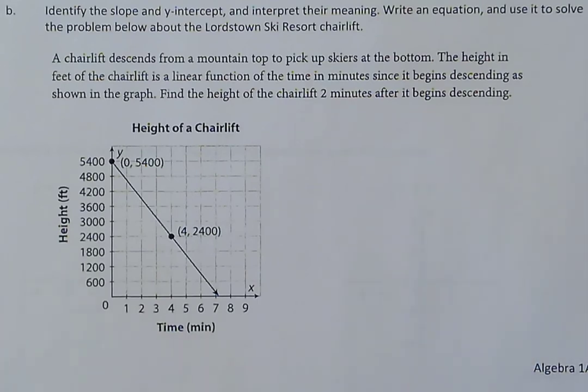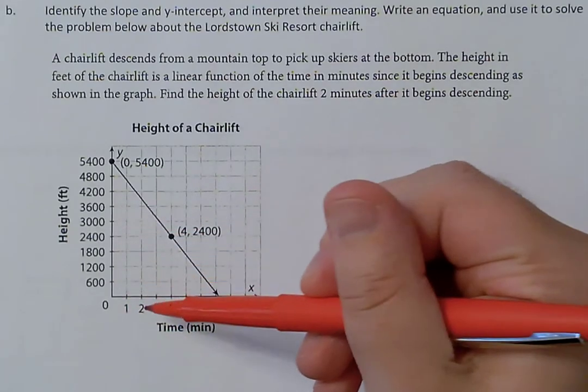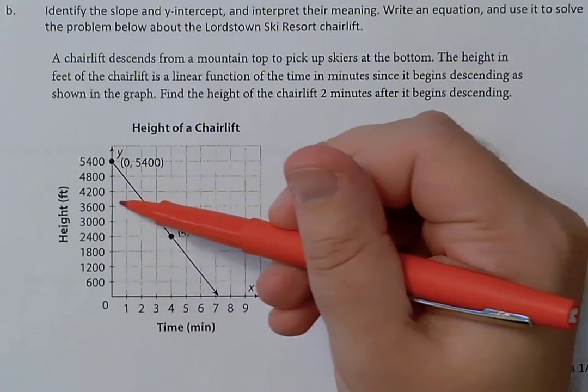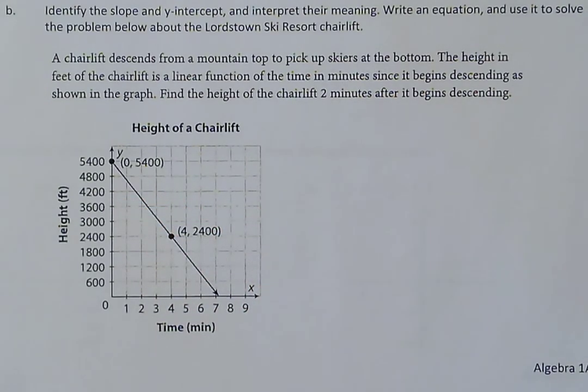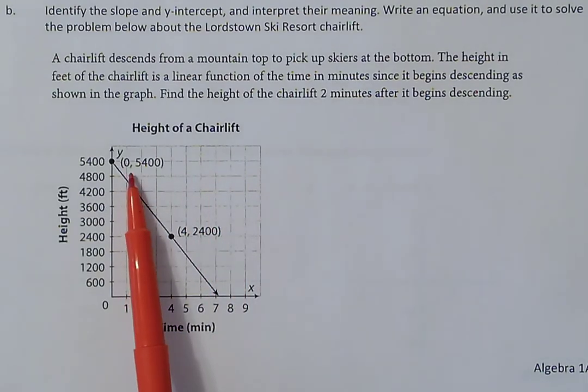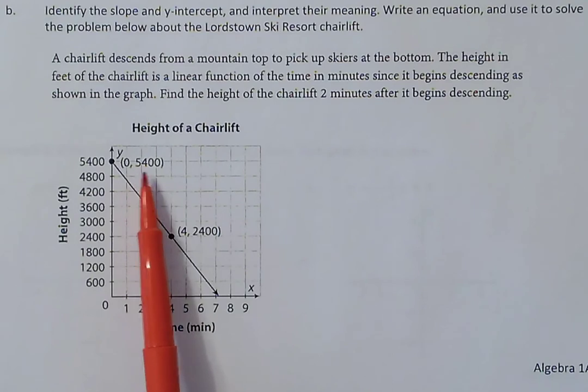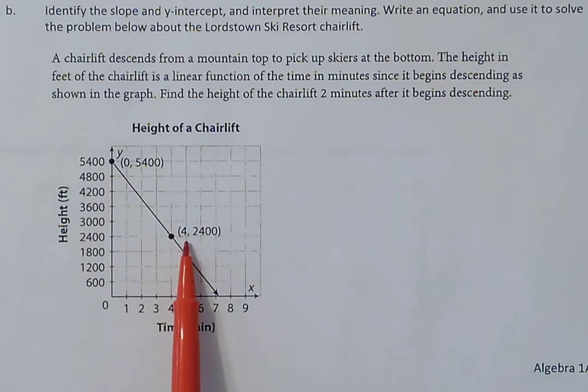Now, you could look at this and go, okay, 2 minutes, well, that hits the graph here, and then you can make an estimate. But we want an exact. To do that, we need to write an equation for this. Now, they give us 2 points on the graph, this (0, 5,400), and then (4, 2,400). Now, they don't tell me my slope, and they don't tell me my y-intercept, so we have to go through and figure out our slope first.